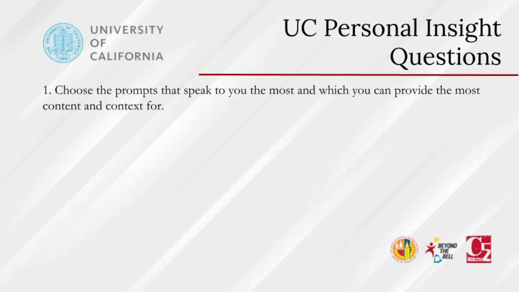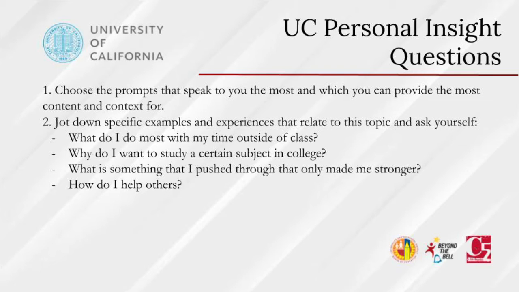When preparing to sit down to write your PIQs, remember these 4 things. 1, choose the prompts that speak to you the most, in which you can provide the most content and context for. 2, jot down specific experiences and examples that relate to these topics and ask yourself, what do I do most with my time outside of class? Why do I want to study a certain subject in college? What is something that I pushed through that only made me stronger? How do I help others?